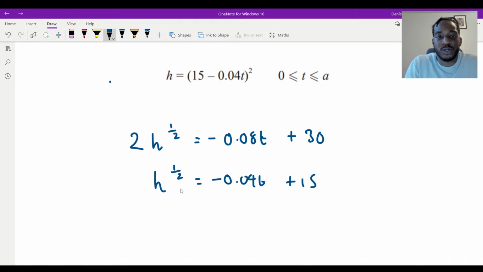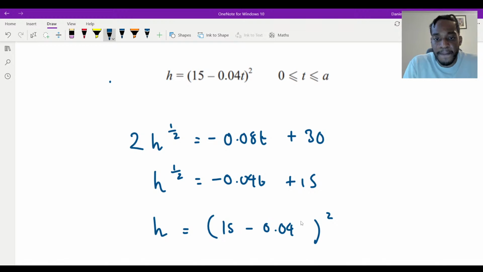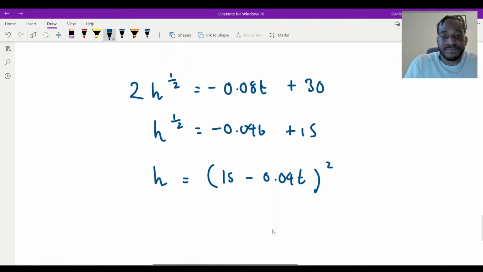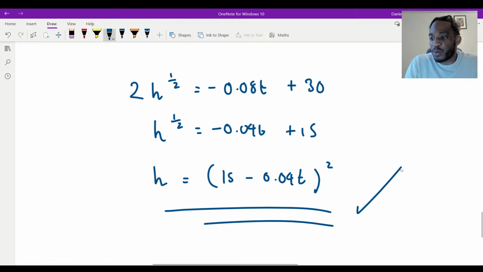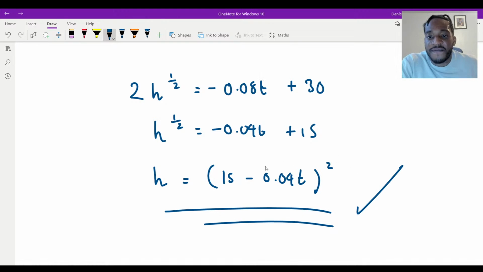And then to get h, we just square both sides. So I'm going to have a big square like that, obviously. And then I'm just going to write it in the form. 15 is positive, so I can put that first. Minus 0.04t. And that's it. Does that make sense, guys? We happy with it? Yeah, good stuff. Good stuff.